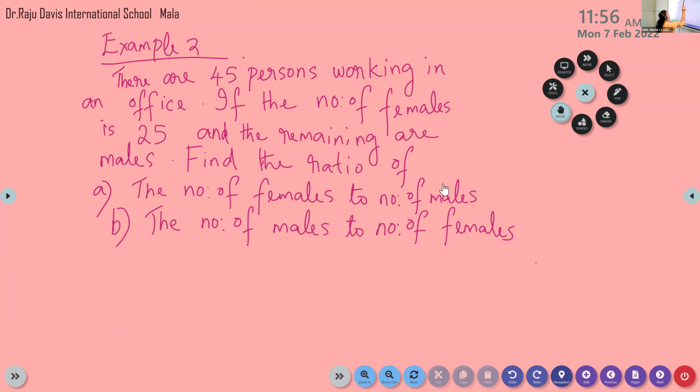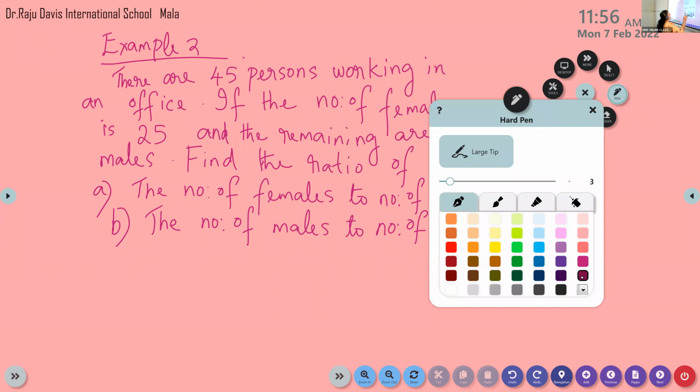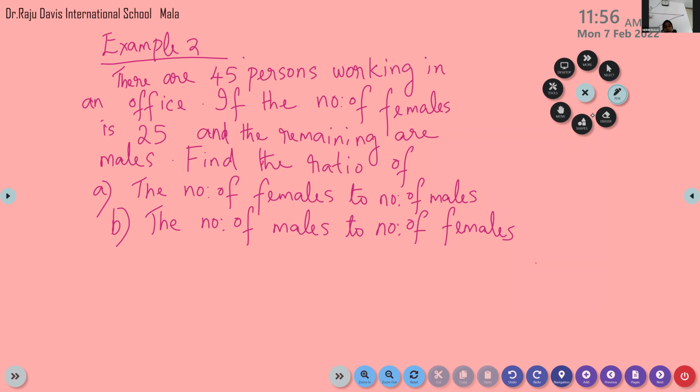Number of females is given how much? 25. So can you tell me how you can find out the number of males? Ma'am, 20 males. 45 minus 25. Ma'am, we should subtract. 45 is the total number of persons.